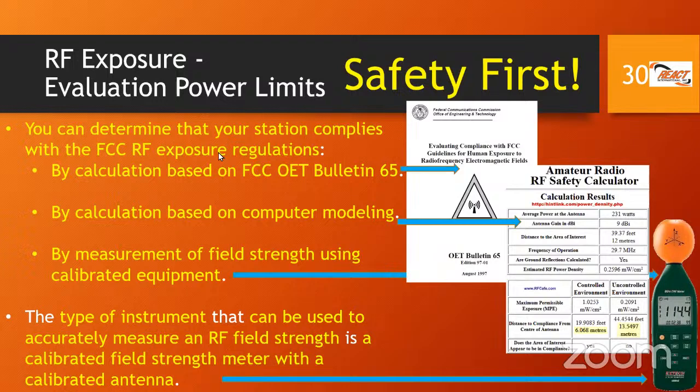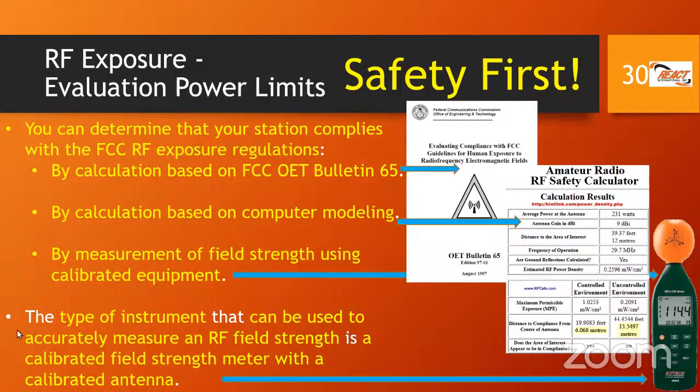So there are three ways that you can conduct an RF exposure evaluation. Using this bulletin, OET Bulletin 65, you can use computer modeling such as a website or software that you download, or you can use an instrument called a field strength meter. And that is actually an exam question. You can determine that your station complies with the FCC RF exposure regulations by: one, calculation based on the FCC OET Bulletin 65, that's this document; two, calculation based on computer modeling, that means using software that you download or a website; and also by measurement using a field strength meter that's calibrated. So that's this instrument here.